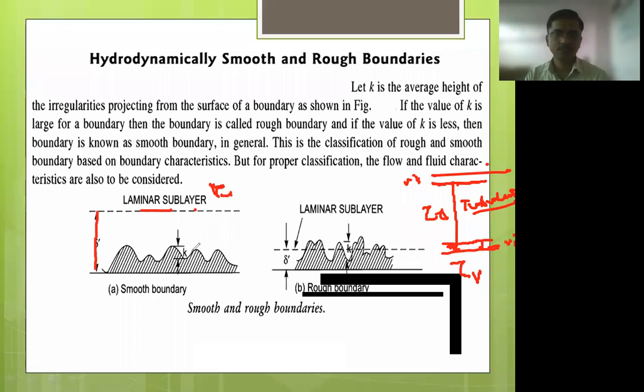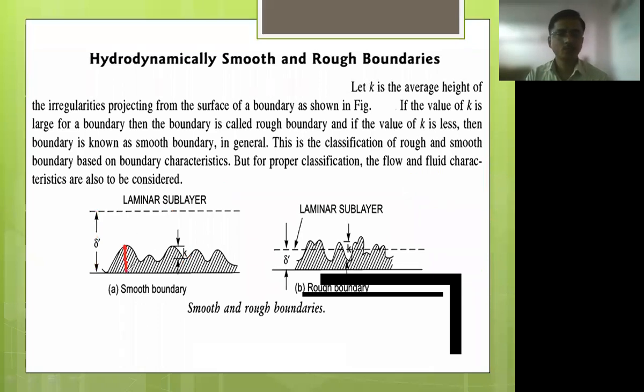Jar this thickness k, this k is nothing but it is the average irregularities, average height of the irregularities. त्याच्या irregularities या ठिकाणी दाखवले आहेत. Suppose this height is k1, its height is k2, its height is k3. या सगळ्यांची जर आपण ऍव्हरेज काढली तर and if we represent it by k, then this k is called as the average height of the irregularities.